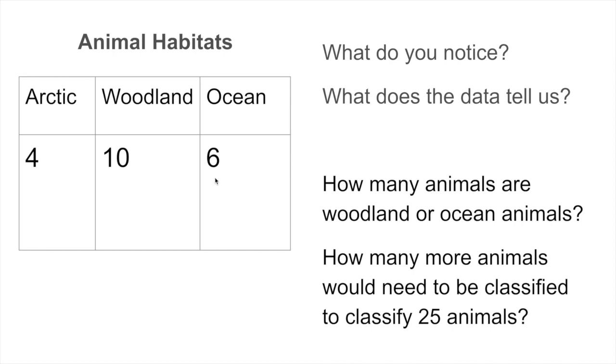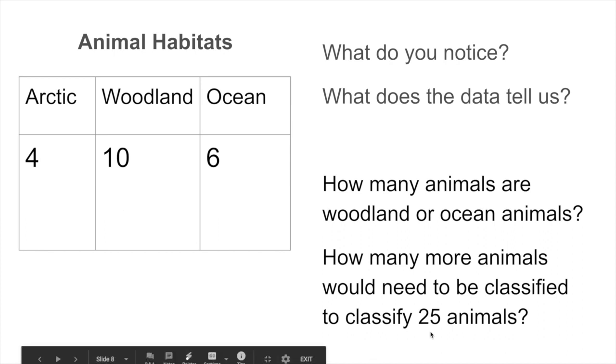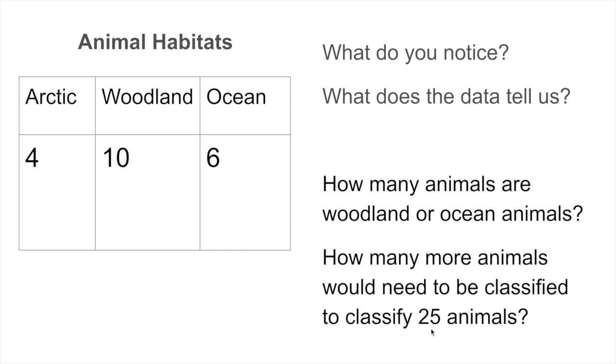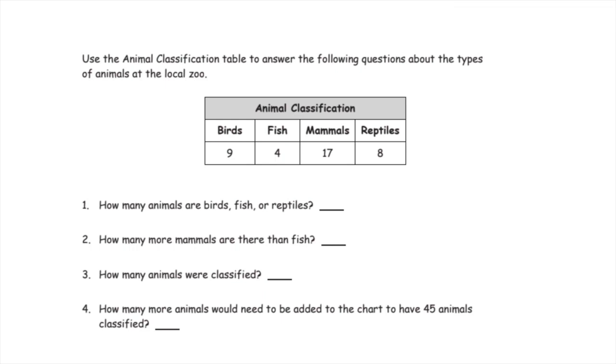The next part of this is tricky. It asks, how many more animals would we need to classify 25 animals? In order to solve this, we need to solve how many animals we classified altogether. 4 plus 6 is 10. Plus 10 is 20. How many more would we need to get to 25? We would need 5 more. This is challenging, but I know you can do it.